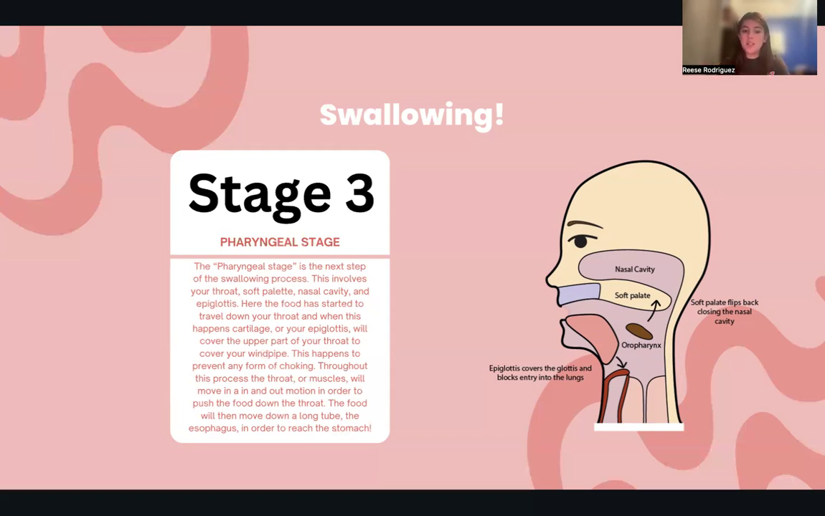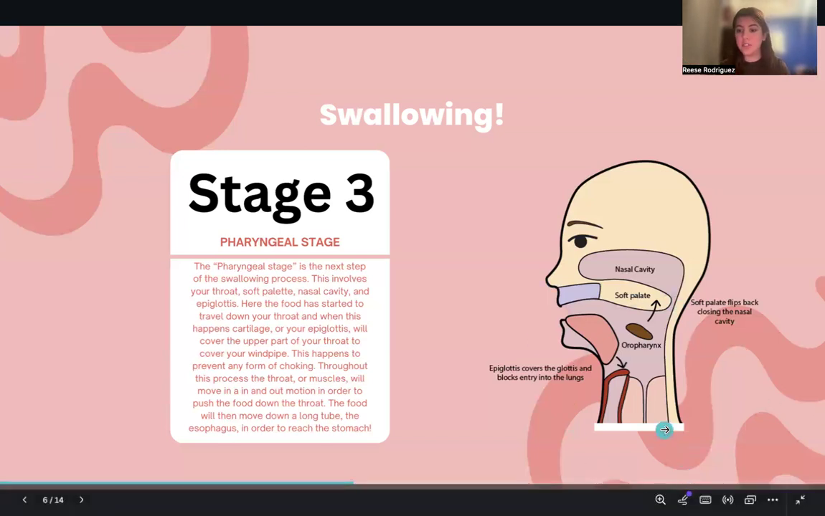Throughout this process, your muscles will be moving in an in and out motion. This is occurring because the food is being constricted and then released in order to move downwards from the pharynx, with the goal being that it'll move into the esophagus. Your esophagus is this long tube that connects all the way to your stomach, and that's how our food is digested or swallowed. So here we have another little picture.